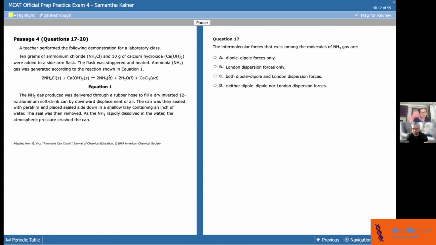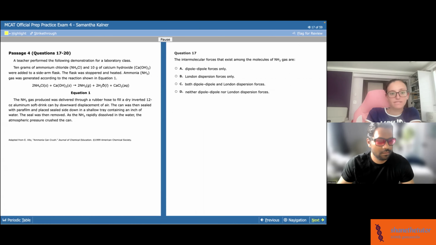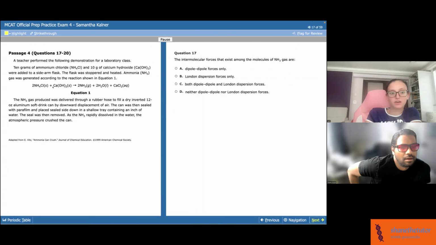So there's the H that comes off, and the oxygen. Okay. L is liquid, so that means this is the ammonia gas. Okay, that makes sense. Calcium chloride is aqueous.